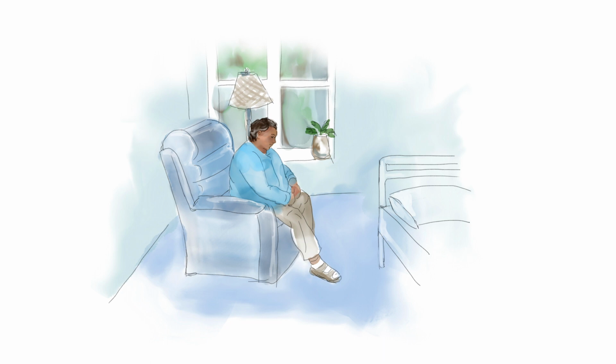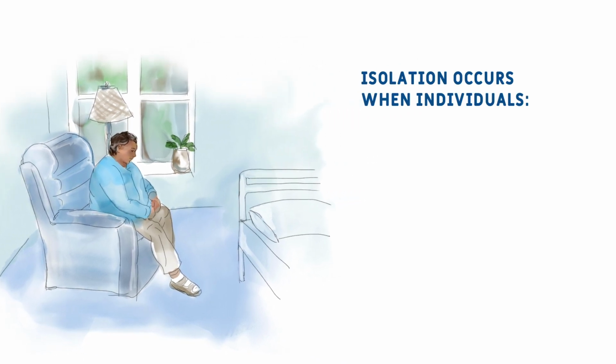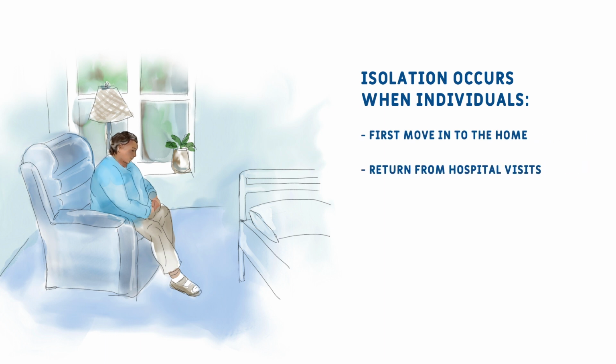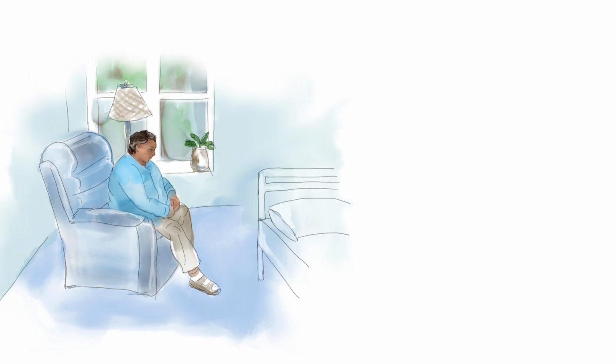As discussed in the previous video, infection prevention and control measures have become central to our care processes so as to avoid and manage COVID-19 infection and outbreaks. One such measure is the quarantine or isolation of individuals. This happens for a variety of reasons, including when people first move in, are returning from a hospital visit, are suspected to be infected with COVID-19, or have tested positive for COVID-19.